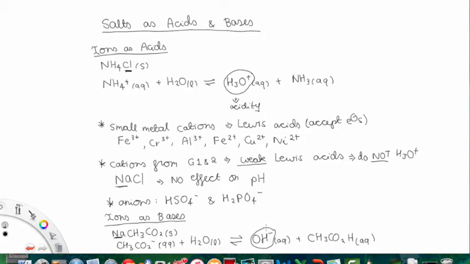In the case of ions as bases, salts that contain the conjugate base, or anion, of a weak acid will raise the pH by picking up protons. Examples of these are CH3CO2-, CO3 2-, or the carbonate ion, PO4 3-, phosphate ion, hydroxide, F-, O 2-, and S 2-. All of these ions are anions that have the capacity to pick up protons in order to raise the pH value.